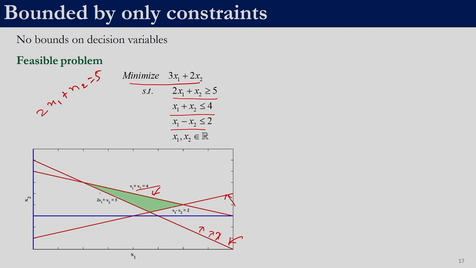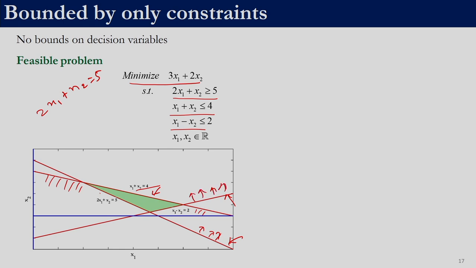Any region below this x1 plus x2 equal to 4 line is feasible region. So this is a feasible region, right? So this is also a feasible region. Similarly, for the other line, x1 minus x2 less than or equal to 2, this is the feasible region, right?